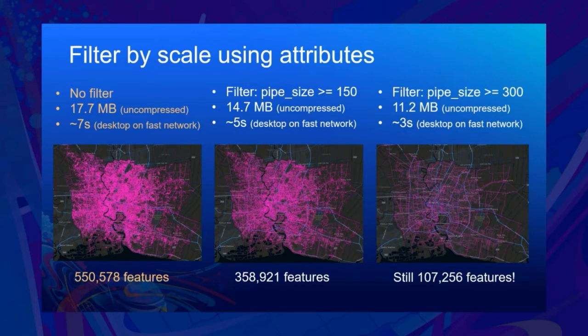If you were to load this feature layer and draw all the features, you'd be looking at almost 20 megabytes of data that would have to be downloaded. If you filter it, say the pipe size must be greater than 150, that's going to drop quite a bit. And if you filter it even more aggressively, like pipe size must be greater than 300, that's going to drop about 6 megabytes off and improve the time. It's important to know you're still downloading over 107,000 features.